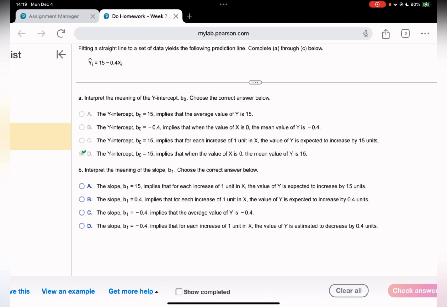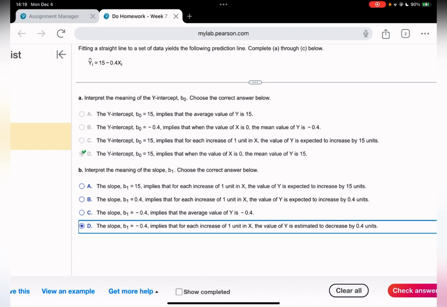So it implies that the average of y is negative 0.4. That's not the case. So the slope B1 is equal to negative 0.4, which implies that for each increase of 1 unit in x, the value of y is estimated to decrease by 0.4. That is the case.